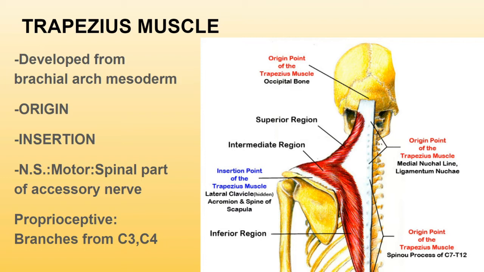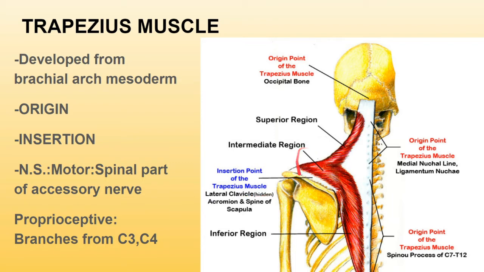Now the insertion. It has mainly three parts: upper, middle, and lower fibers. Now first of all, the upper fibers. The upper fibers are mainly attached, remember, to the posterior border of the lateral one-third of the clavicle. It is not seen over here, it is hidden, but remember it is mainly present at the posterior border of the lateral one-third of the clavicle.